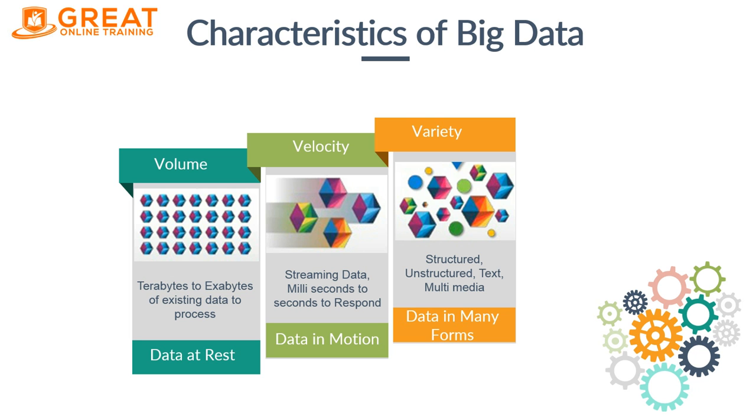The next one is variety. The data may be in different formats, like structured, unstructured, text, multimedia. Multimedia covers images, videos, audios, everything. So these are all different varieties of data. Before going into the characteristics further, what are the different varieties of data we have?